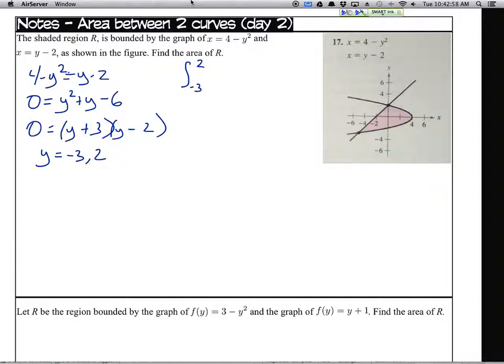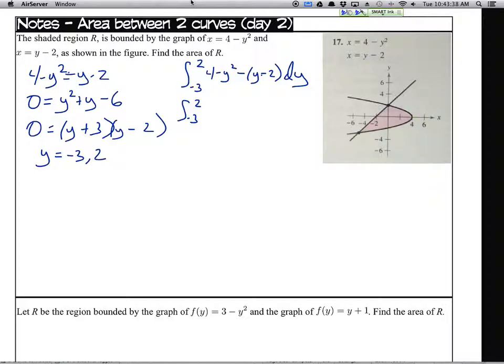Then what do we need to know? Which one's on the right, since right is the same as on top. So which one's going to be on the right? The x equals 4 minus y squared. Any issues with seeing which one was on the right? Okay, clean that up a little bit.